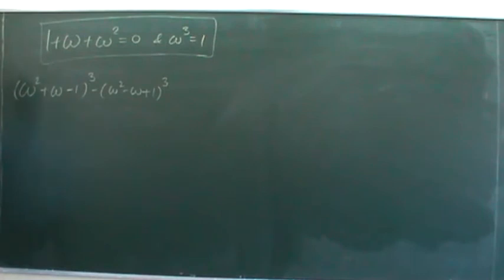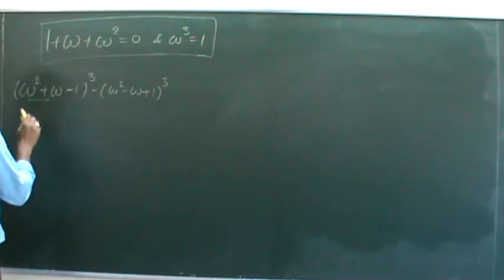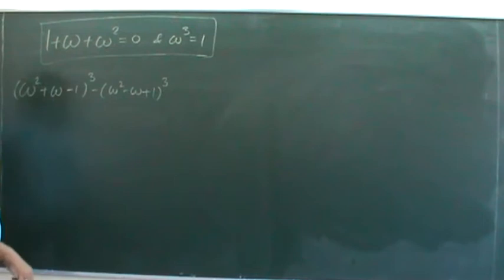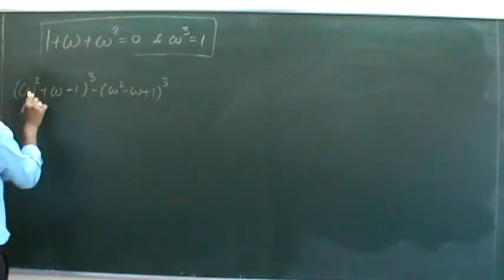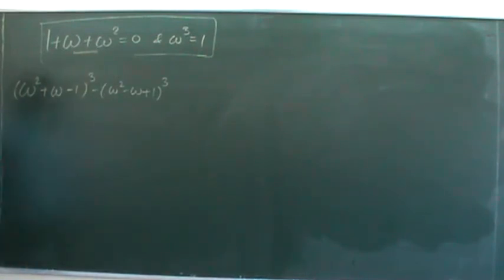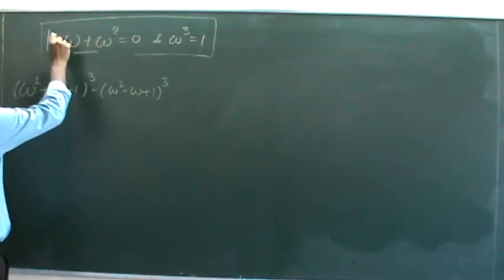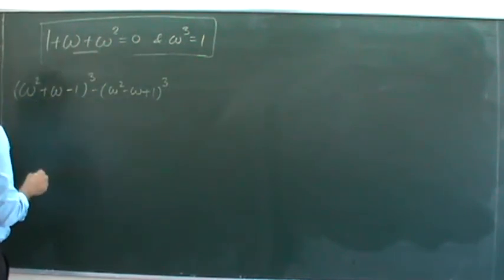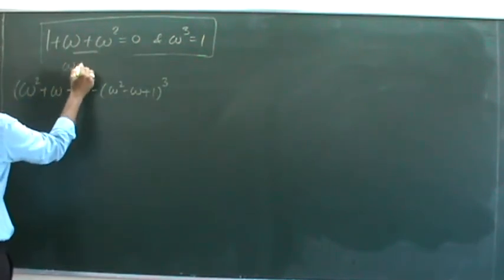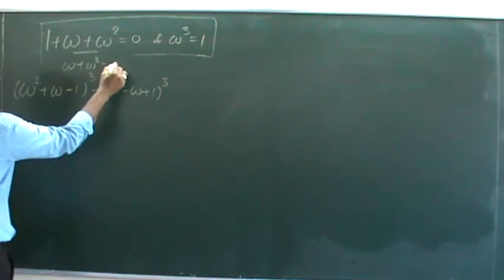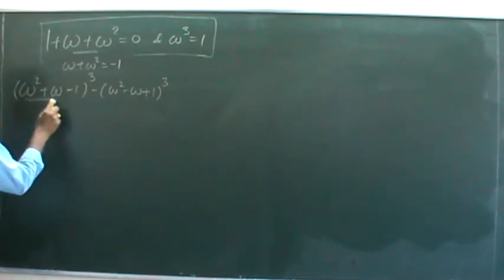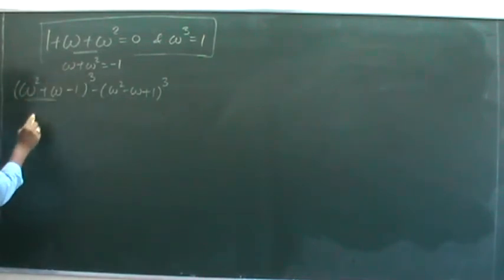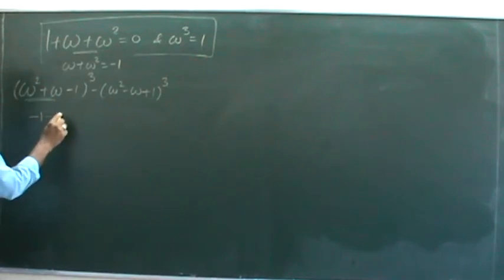So what we have to do is convert it. From this condition we want omega square plus omega. If you want omega plus omega square, then send the plus 1 to that side. Then omega plus omega square value is minus 1. So I am using this condition here. Omega plus omega square value is minus 1, and already one more minus 1 is there, which is having whole cube.